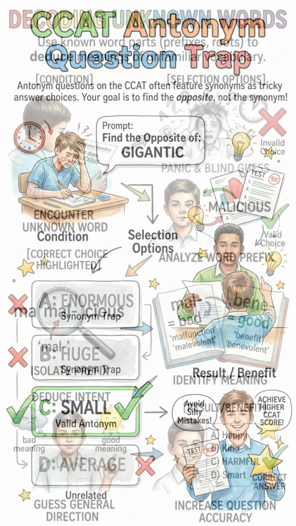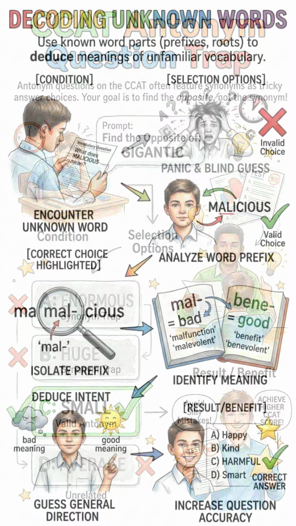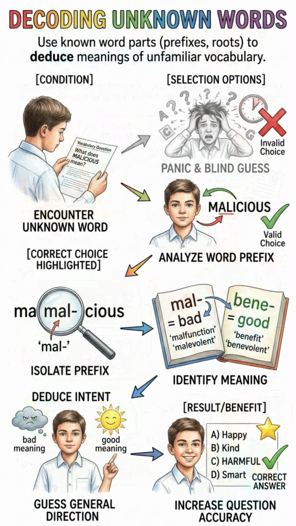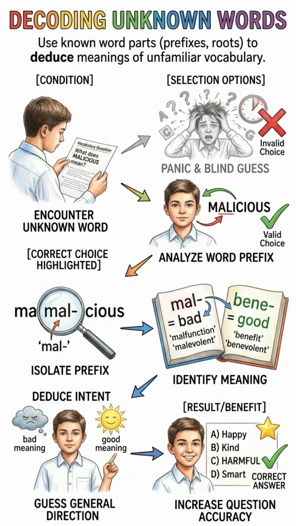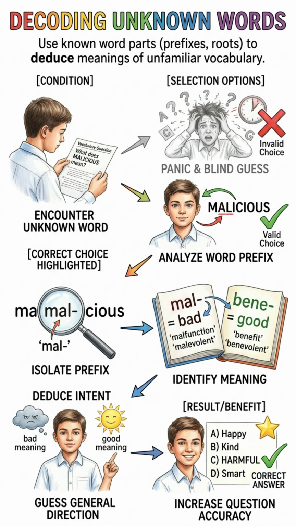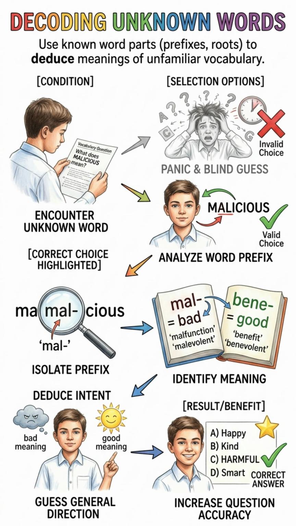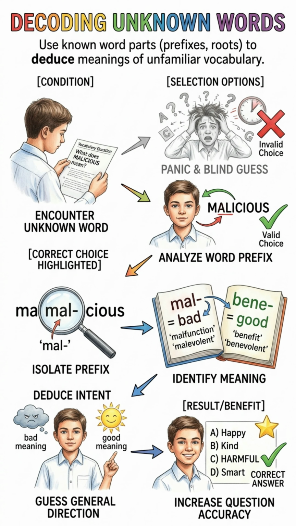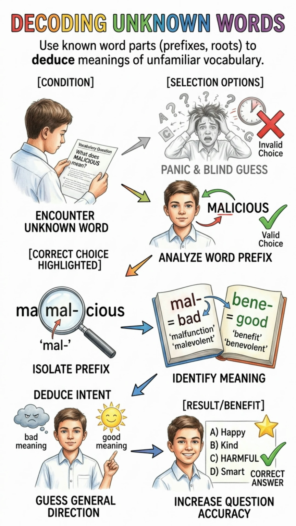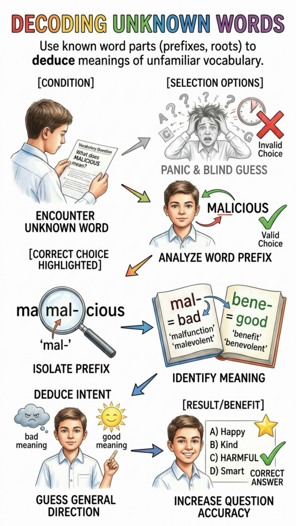You will inevitably encounter vocabulary words on the exam that you have never seen before in your life. When this happens, do not panic, because you can often decode the meaning by looking at the roots and prefixes of the word. A prefix is the short set of letters at the very beginning of a word that gives a clue about its meaning. For example, words starting with the prefix mal usually relate to something bad, while words starting with bene usually relate to something good. Knowing just a few common prefixes can help you guess the general direction of an unknown word.